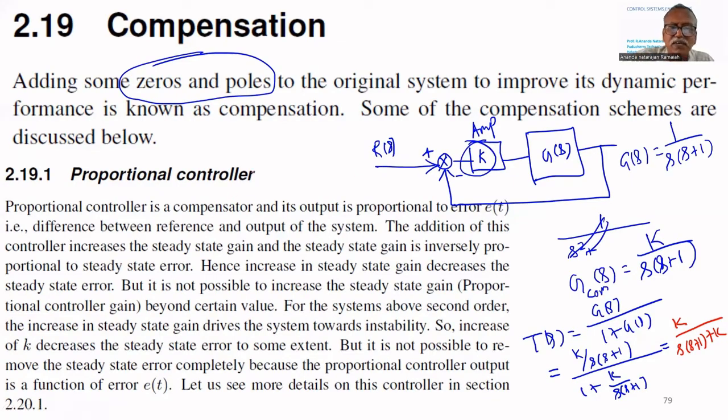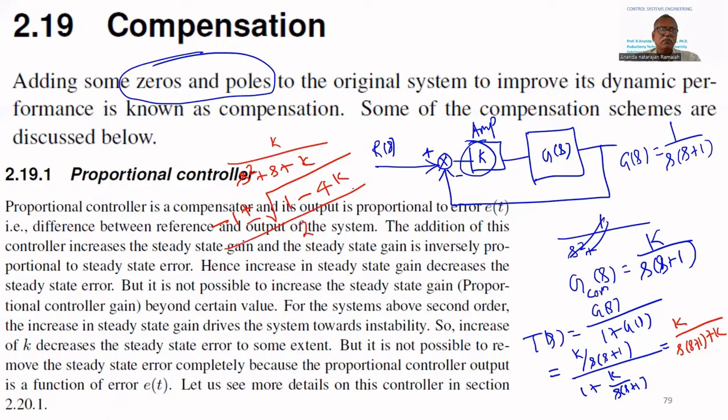What are the roots of the denominator? K upon S square plus S plus K. The roots are minus B plus or minus square root of B square minus 4AC. So if you vary K, you can vary the poles. If you vary K, the pole will move. Am I correct or not?